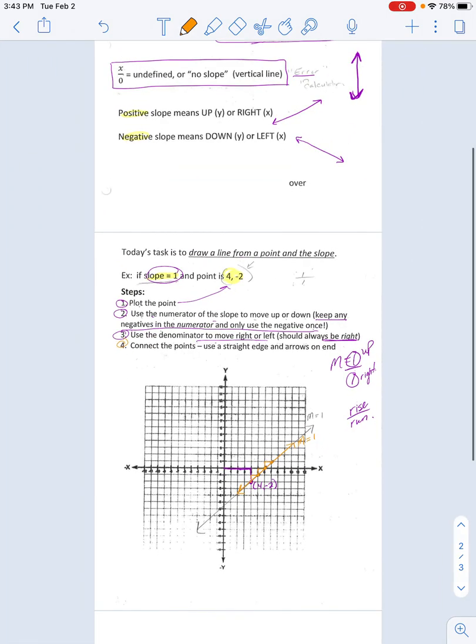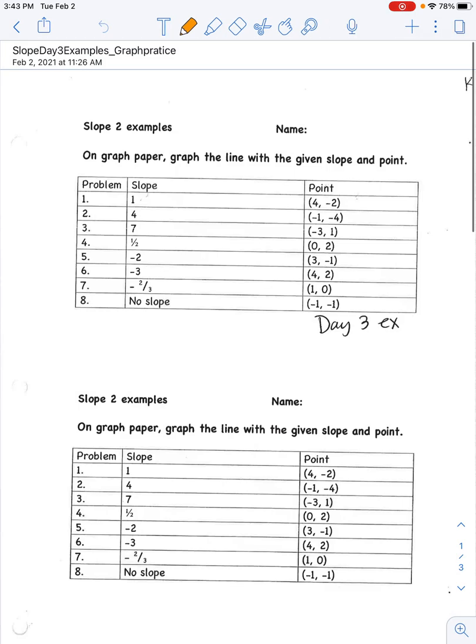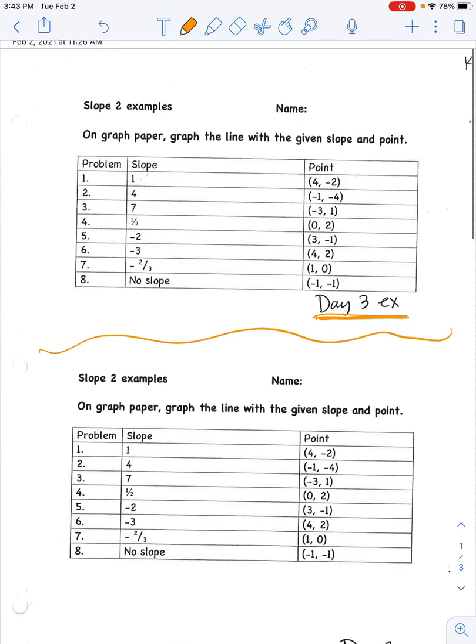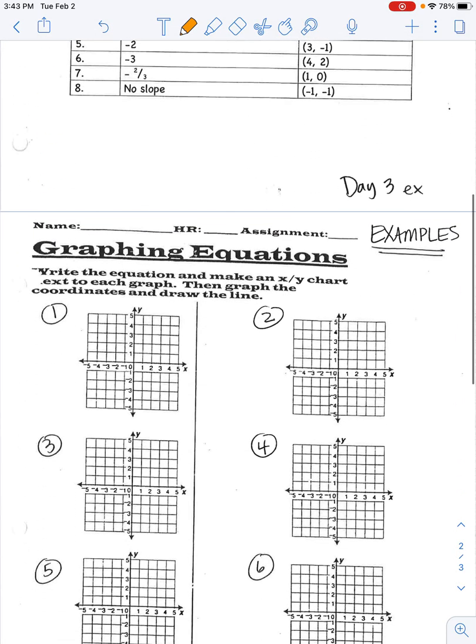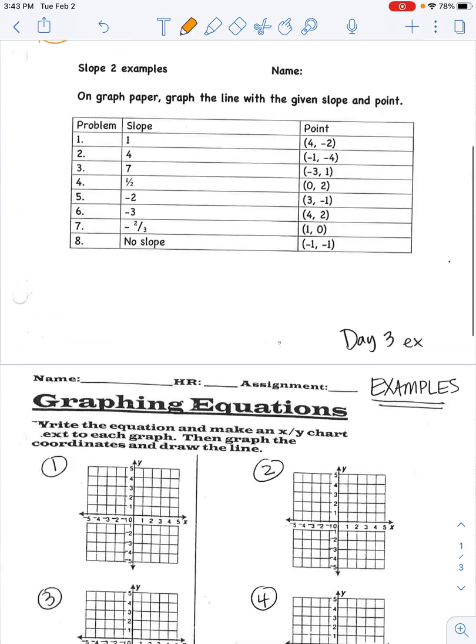So what you need to do now, and I've already got mine in here, in Canvas, there is a slope examples sheet, and it says day 3 EX for day 3 examples. It's a half sheet of paper that I handed out in class, so the top and bottom are the exact same. You need to download this, which has some graphing examples on the back side.